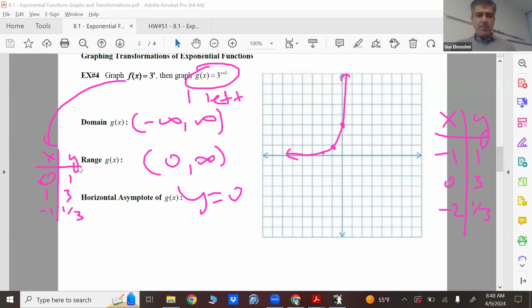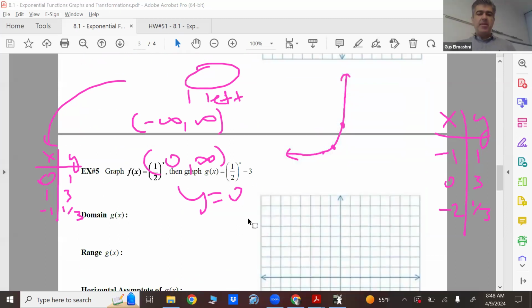Whereas the parent function, if I were to graph the parent function, it would look like this, right? See how it's shifted, right, from the green? That makes sense. You don't have to graph the parent function, just graphing g of x. And that just went 1 left. Questions? No? All right. Pretty easy, right?